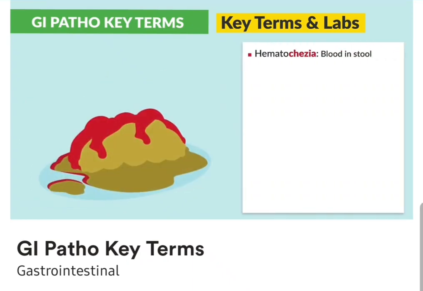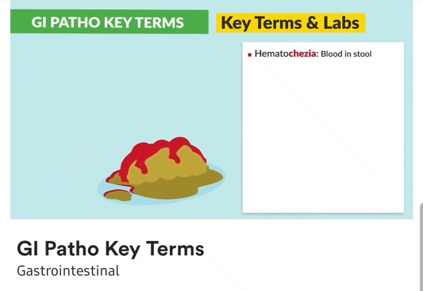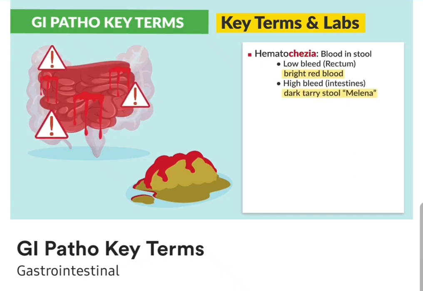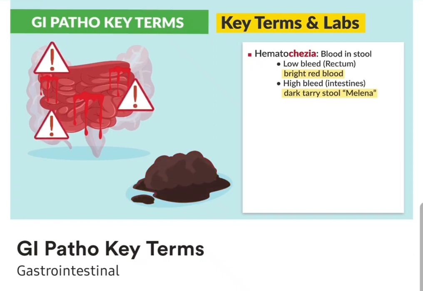Now, hematochezia is where we have blood in the stool. But be sure to write this next part down. For a low bleed in the rectum, we have bright red blood. And for a high bleed, high up inside the intestines, this is known as dark tarry stools, called melena. So please be sure to write this down. I made sure to highlight it for you. As blood is digested in the intestines, it turns into this dark coffee ground looking substance. So just know that this is melena from this digested blood.